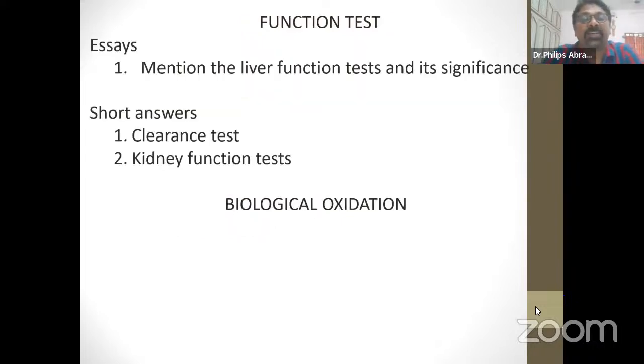Next question is about the function tests. Liver, as I said earlier, liver function test can be a question. Once it was asked as an essay, liver function test and its significance. There, we're supposed to say about total protein, albumin, bilirubin, direct, indirect. Then SGOT, SGPT, or AST, ALT, and ALP. That's it. Write about these things.